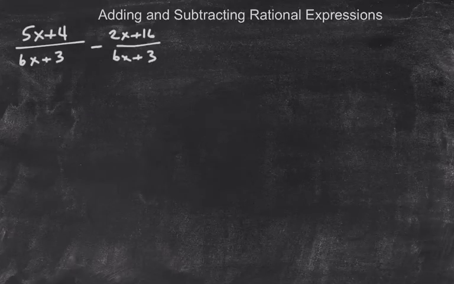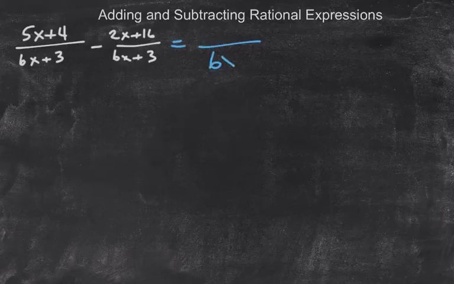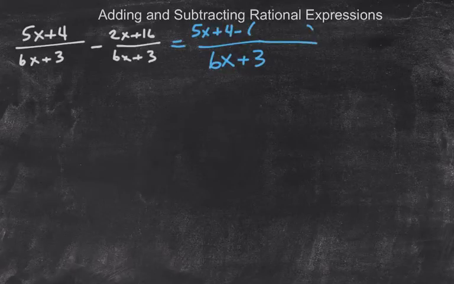Alright, here we've got an example. The first thing I look at is, are the denominators the same? And in this case they are. So I can keep my denominator, that's the size of my pieces, which are the same, and I can go ahead and combine the numerators. So I've got 5x plus 4 minus, I'm going to put parentheses here, minus 2x plus 16. I put the parentheses there to make sure that I'm subtracting all of the terms in the second numerator.